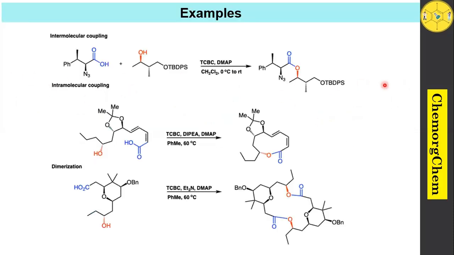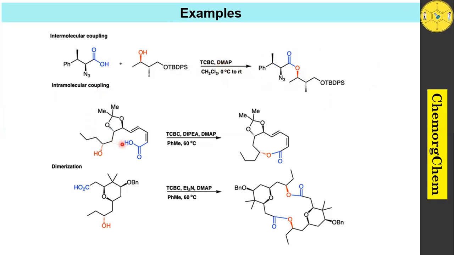Here you see some of the examples for Yamaguchi esterification. With Yamaguchi esterification, we can carry out intermolecular, intramolecular, as well as dimerization reactions. In all the cases, DMAP acts as a catalyst for this reaction. Now you see the first reaction, when you take this carboxylic acid as well as this alcohol derivative, which readily react in the presence of DMAP to produce the corresponding ester.